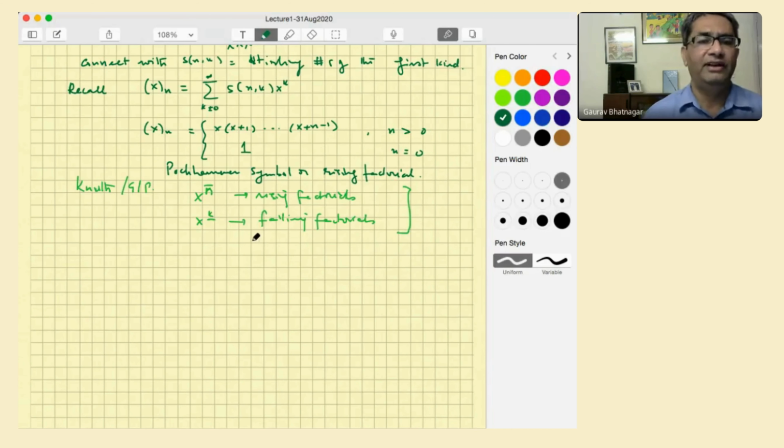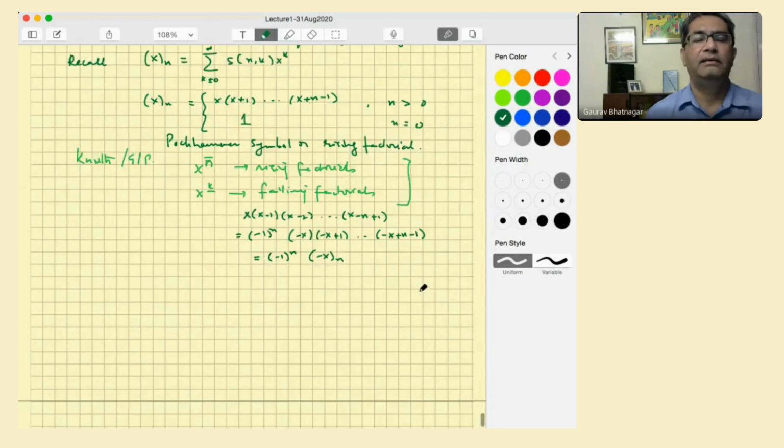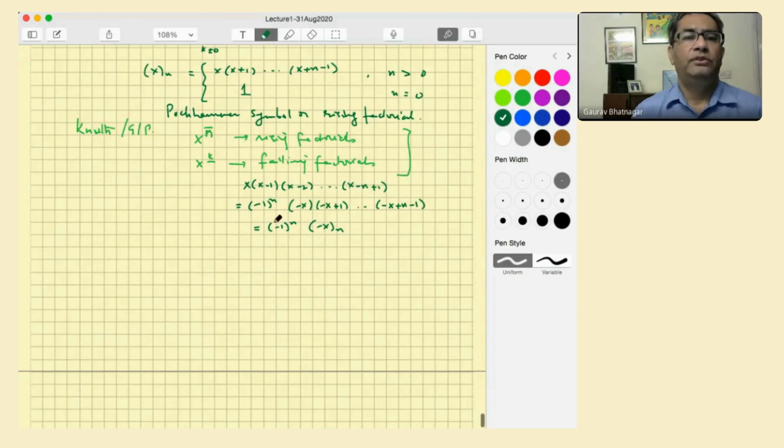So what are falling factorials? For falling factorials, you do it like this. And one can just take out a minus sign, and you get (-x)(-x+1)...(-x+n-1). So this is minus x sub n, the rising factorial. So they are both equivalent.